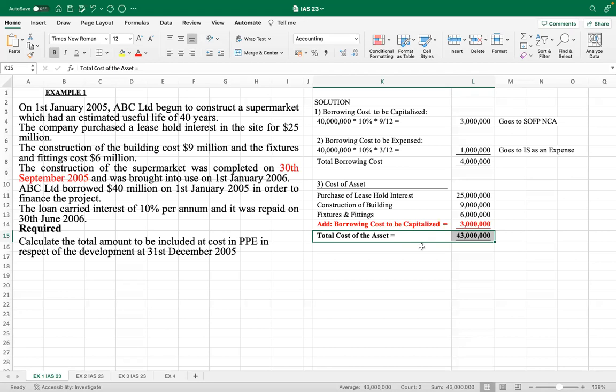We are looking at the interest, and what we are learning today is that there is an interest that goes to the balance sheet as a non-current asset as part of the cost of the asset, and there is another interest that goes to the income statement as an expense. We are not focusing on the principal. Principal goes to the balance sheet as a non-current liability. I hope that is clear.